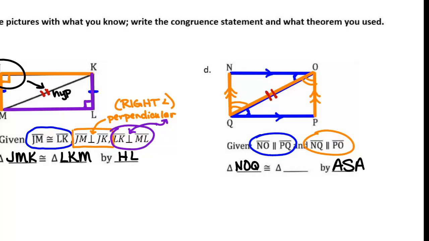How would we name that second triangle so that it matches up my corresponding parts with NOQ? PQO. I started out here, so I have to start down with P. That's a corresponding part. I moved across my long side, so I have to move across my long side.